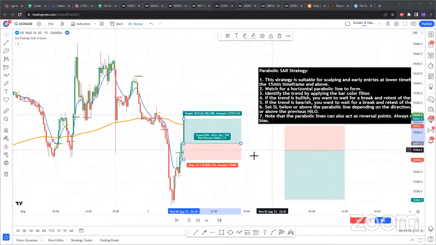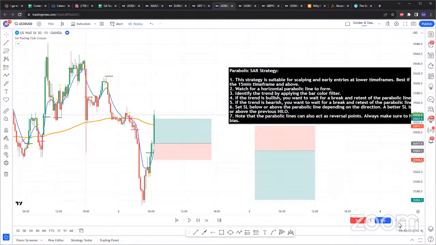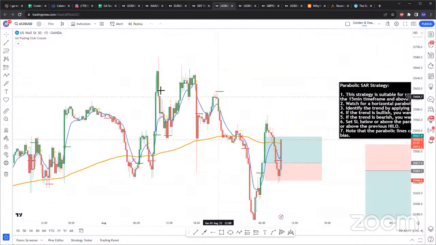But anyway, I've just been going over the basics of the parabolic strategy. But right now, because you're here, I'll start reviewing everything from the top. For those of you who are in here, just keep in mind what I talked about. And if you have any questions, you can go ahead and ask. So let me start over.